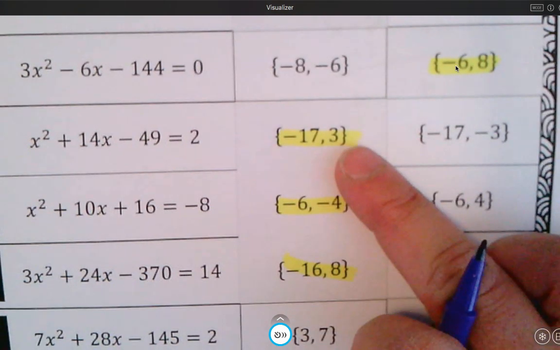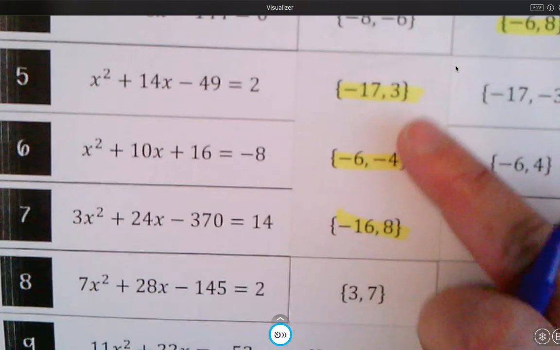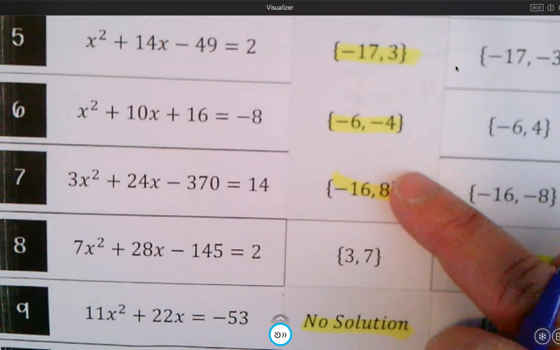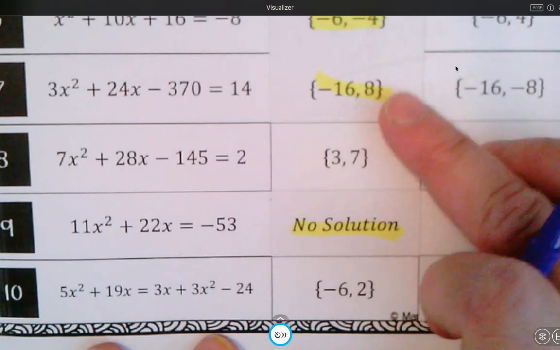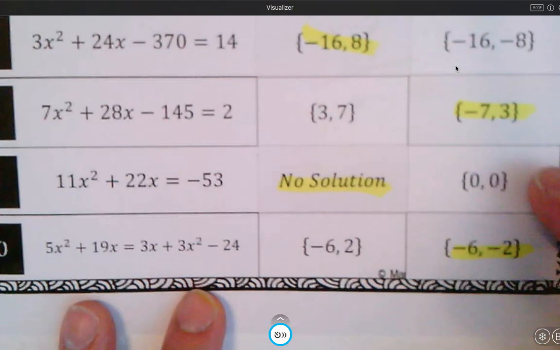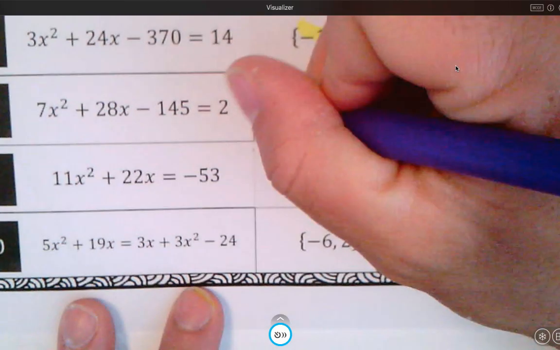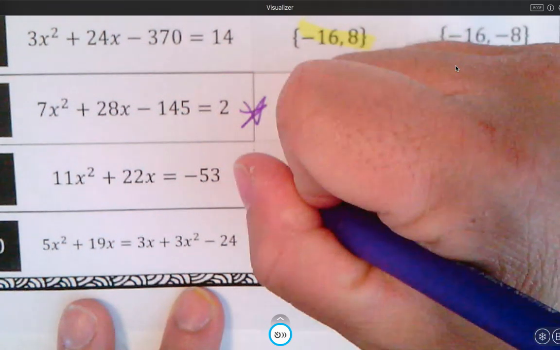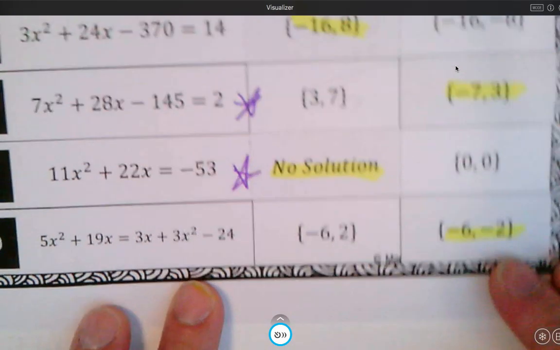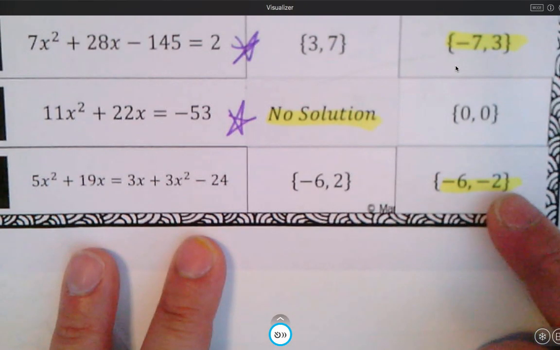Number 5 was answer 1. Number 6 and 7 were also answer 1. Wait, 5, 6, and 7 were answer 1. Number 8, we're going to look at this one closely, was -7.3. Number 9 was cool because you got no solution. Number 10 was answer 2.